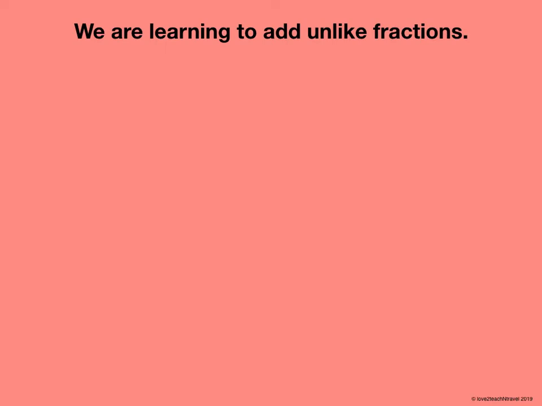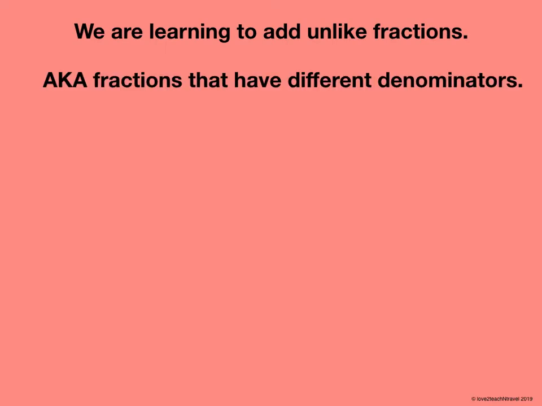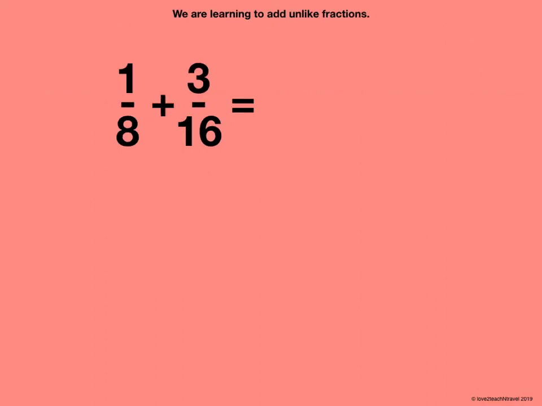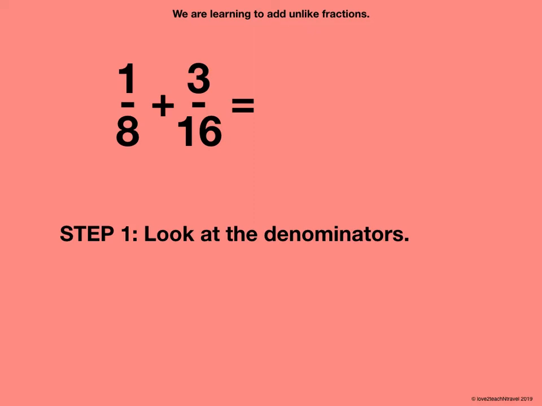So we are learning to add unlike fractions, aka fractions that have different denominators. If we start with the fraction 1/8 and we add it to 3/16, we simply cannot do this because the denominators are not the same. In order to add fractions, the denominators must be the same. So first we look at the denominators.